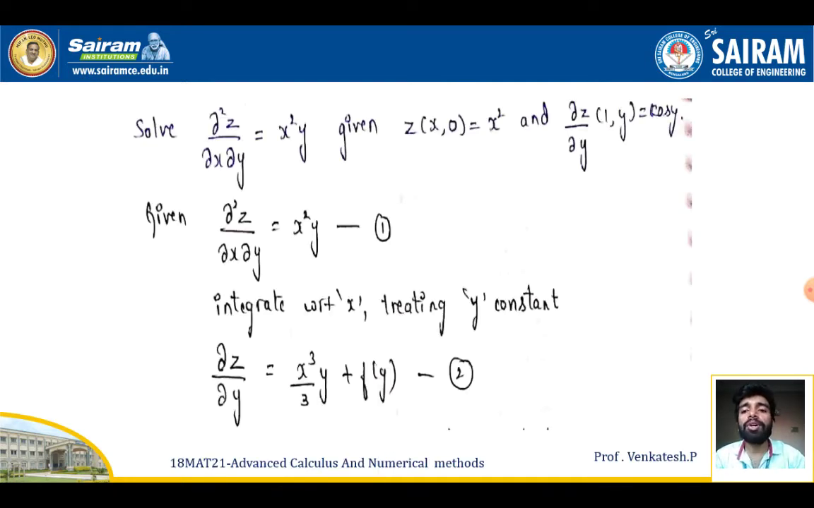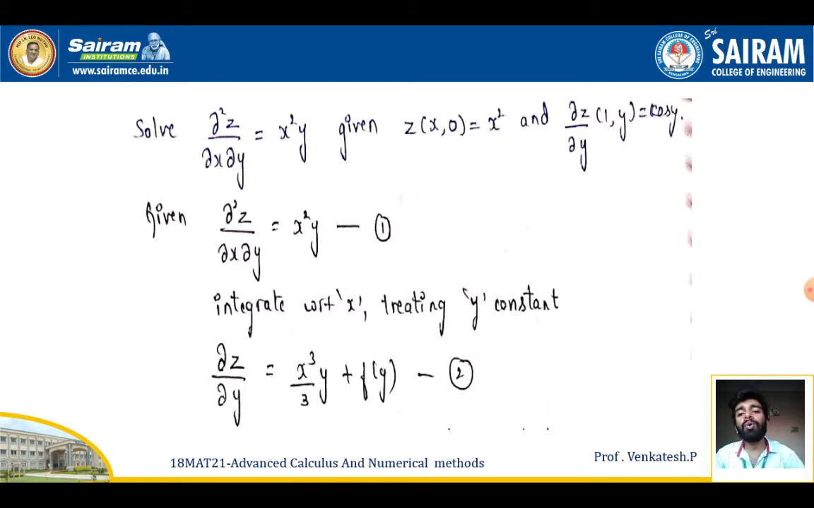The problem is ∂²z/∂x∂y = x²y, given z(x, 0) = x² and ∂z/∂y(1, y) = cos y. So the given equation is ∂²z/∂x∂y = x²y. Call it equation number 1.